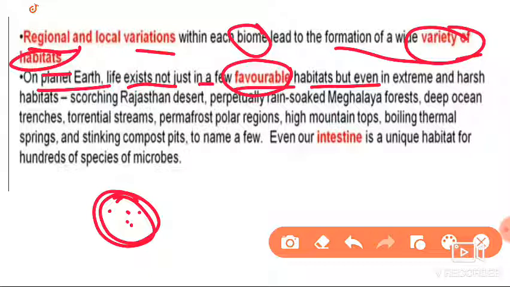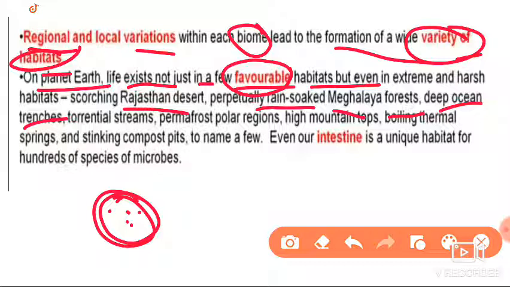Here are some such examples given. Rajasthan desert: the temperature is very high, more than 50 degrees Celsius, and there is life. Then the rain-soaked Meghalaya forest: heavy rain is there, and in that region also there is a presence of life. Deep ocean trenches: in the deep ocean also there is life.